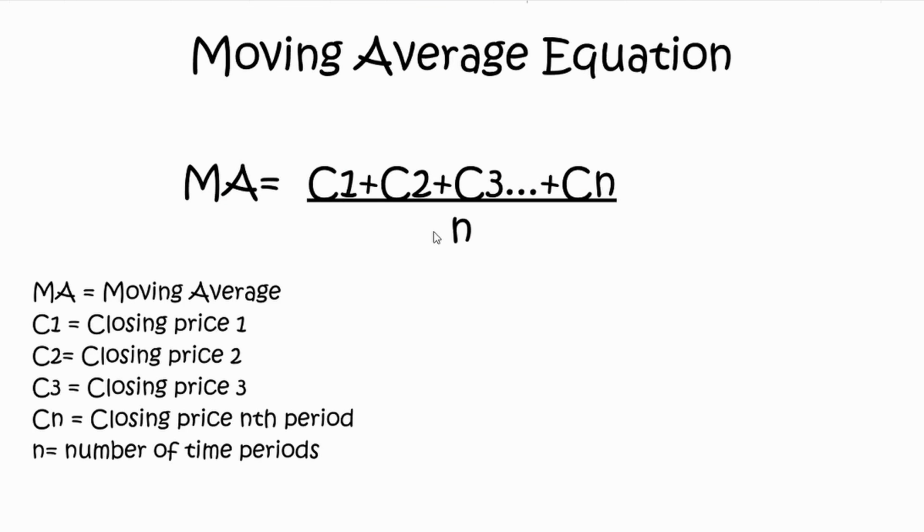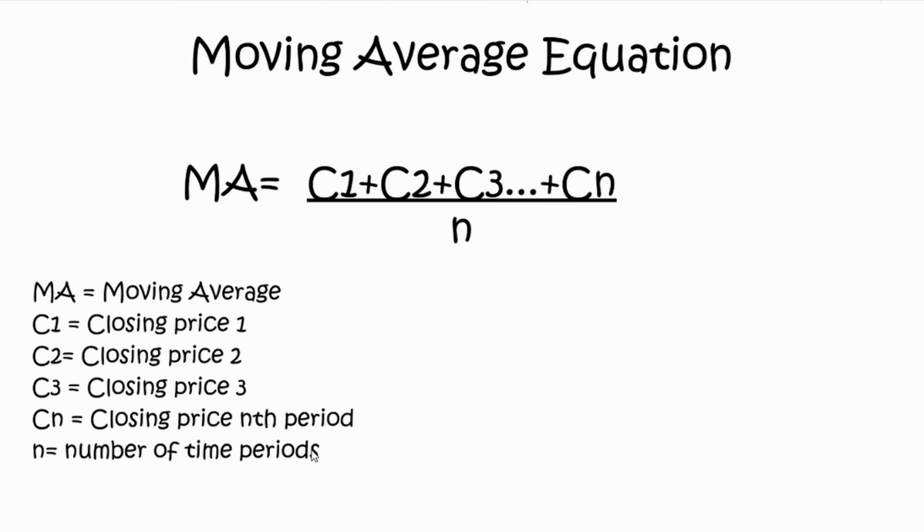Okay, so for the math type, here is the equation for the moving average. As you can see, it is a very simple equation. MA equals moving average. C1 will be the closing price, the first closing price that we look at. C2 is the second closing price. C3 is the third closing price, and so forth until we get to the final closing price that we're looking at. And then N will be the number of closing prices that we're looking at in total.